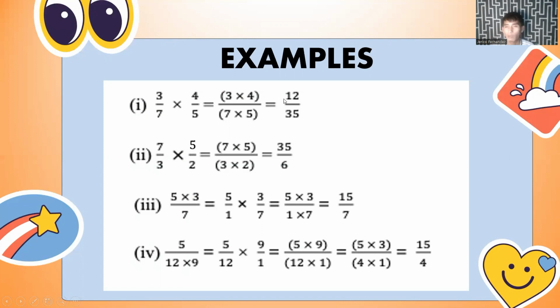12/35. 3 times 4 is 12, 7 times 5 is 35. Itong pangalawa, 7/3 times 5/2. Multiply the numerators, multiply the denominators. 35/6. Itong pangatlo, 5 times 3/7. Yung 5, as you can see, wala siyang denominator. So, kapag nilagay natin yung denominator ni 5, we have 1. Kasi nga, lahat ng natural numbers or whole numbers, ang denominator ay always 1. So, 5/1 times 3/7, just multiply.